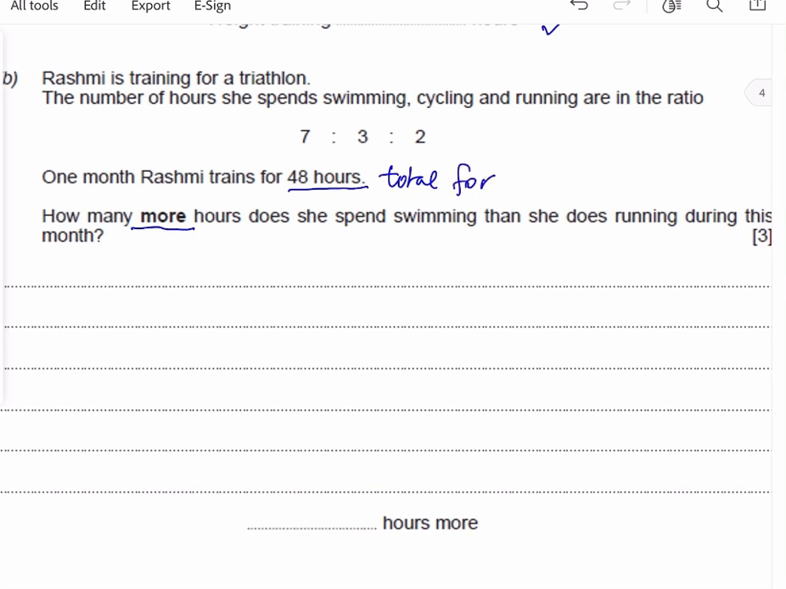So this question is on sharing the total. So add the parts together. That gives you 7 plus 3 plus 2 gives you 12. So 12 parts means 48 hours. 1 part means 48 divided by 12. Which is 4 hours. So we need swimming and running. So swimming is the first one, 7 parts for swimming and 2 parts for running. Okay, so 7 times 4.